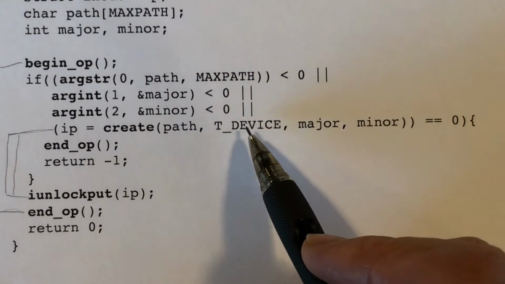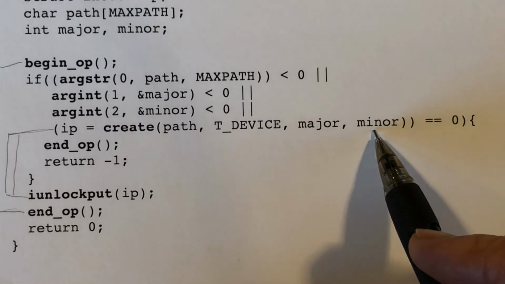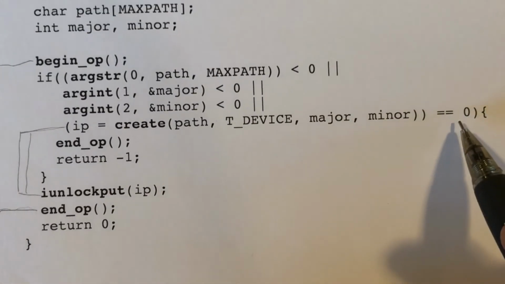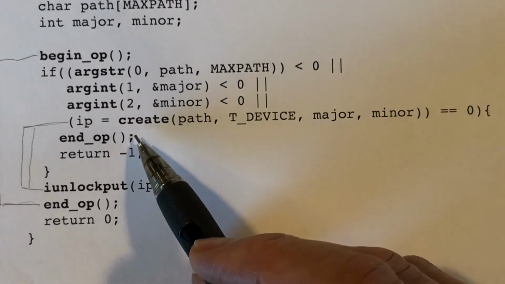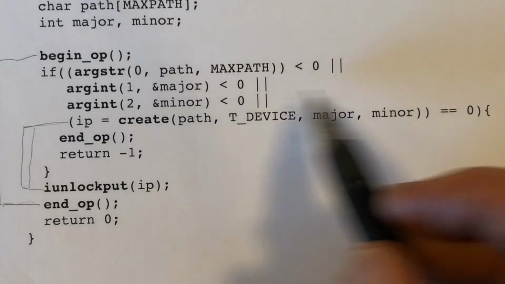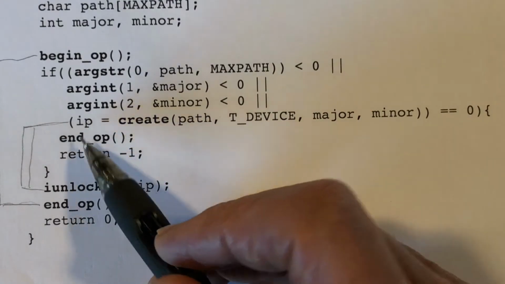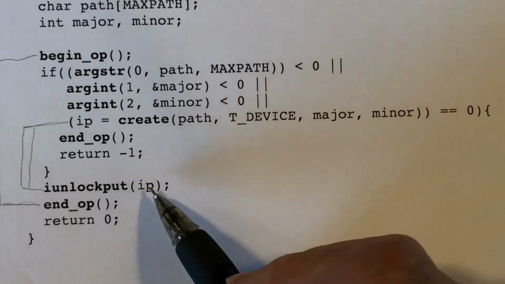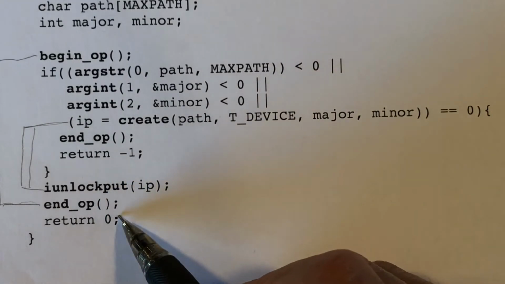And this time the type is device, and we provide it the given major and minor numbers. And again, if there's a problem, it will return null, in which case we terminate our transaction and return -1. But if everything's okay, it will return a pointer to the inode for the newly created file. And that file is locked, so we need to unlock it and decrease the reference count and end the transaction and return 0 for success.